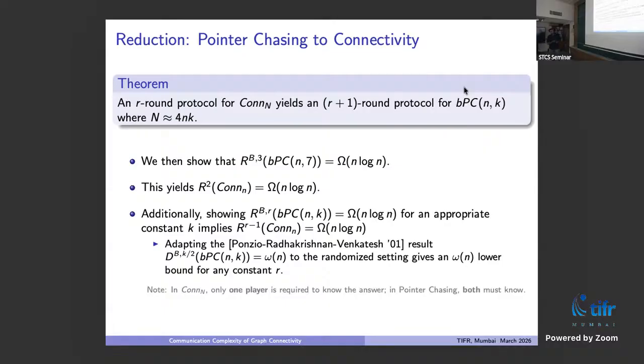R is always going to be the number of rounds. So there are 2 parameters here that I'll keep referring to. R is going to be the number of rounds of protocols that we're interested in. K is going to be the depth of the pointer that we want to chase. And typically we are looking at the regime here where R is strictly smaller than K.